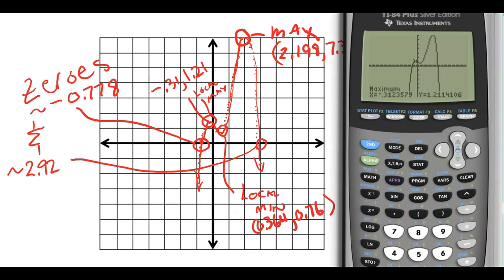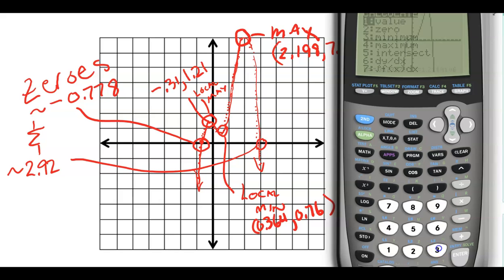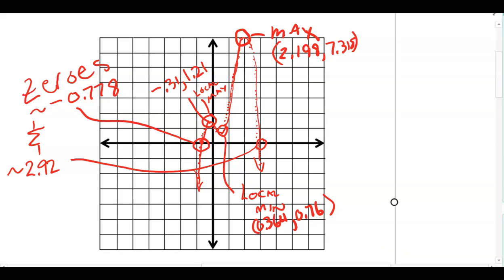So now I have gone ahead and taken a look at all of my local max and min, which I can find using my calc function to find a minimum or a maximum. For example, to find a minimum, I would hit the minimum. I would go to the left of the min. Here we see a min. I would hit enter, go to the right of the min, hit enter, and then it says guess. So my local min at that point is 0.364, 0.76. You can do the same thing with your local max.